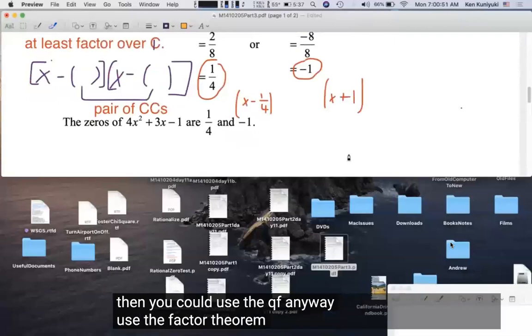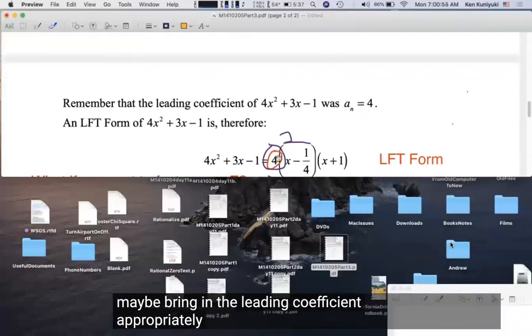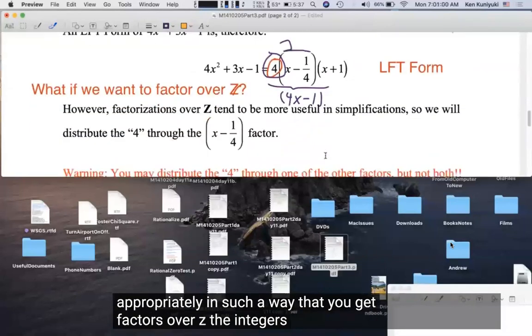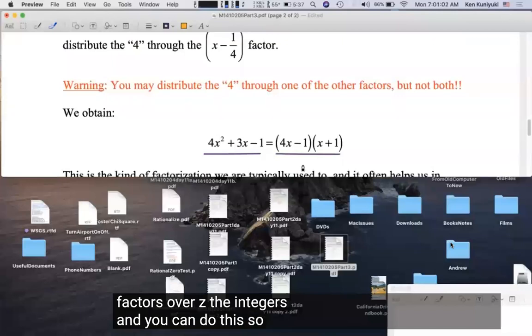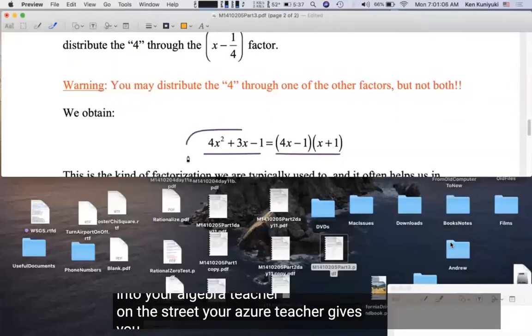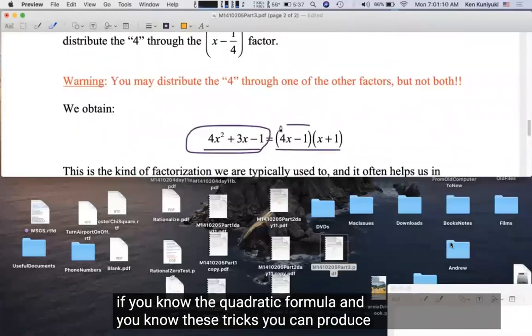use the factor theorem, and then maybe bring in the leading coefficient appropriately in such a way that you get factors over Z, the integers. And you can do this. So if you ever run into your algebra teacher on the street, your algebra teacher gives you this. If you know the quadratic formula and you know these tricks, you can produce something like this.